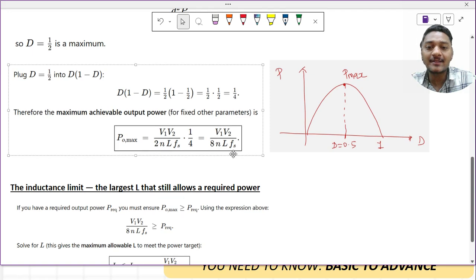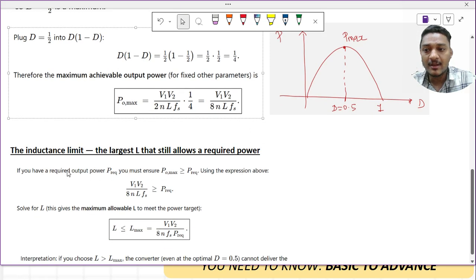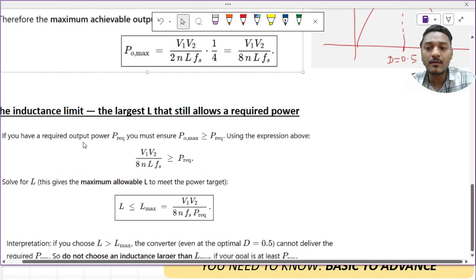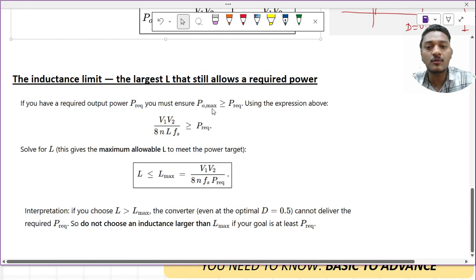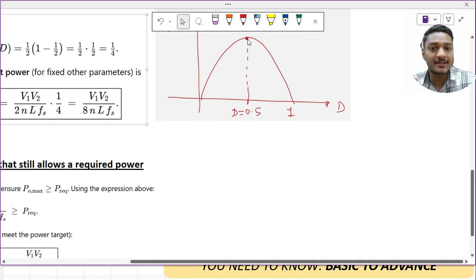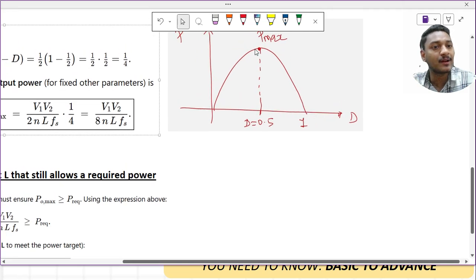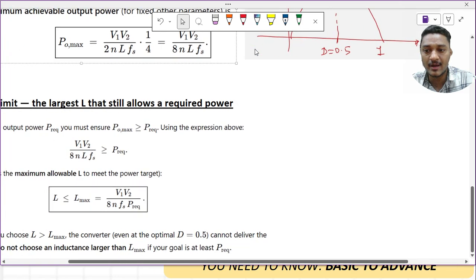Now for that there is some constraint which we are going to state. What is the inductance limit? The largest L that still allows the required power. If you require a power of P required, you must ensure P out maximum should be greater than P required. So if my P maximum is this, my operation should be like here, maybe D at 0.4 or D at 0.3, because my Pmax is the maximum power, and below that power only am I going to operate my converter, right?